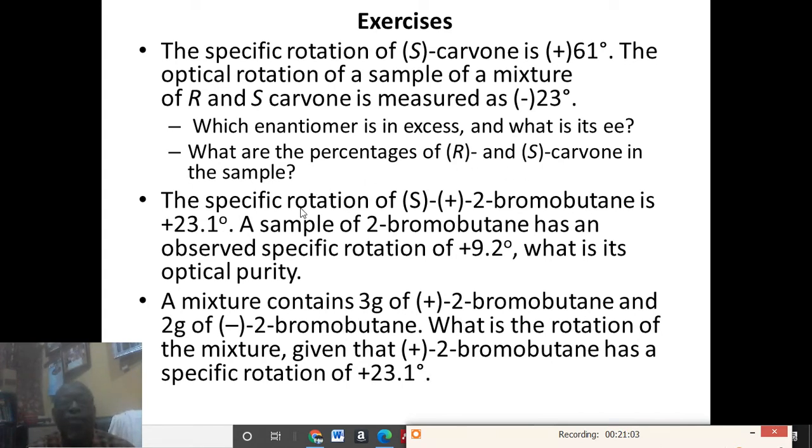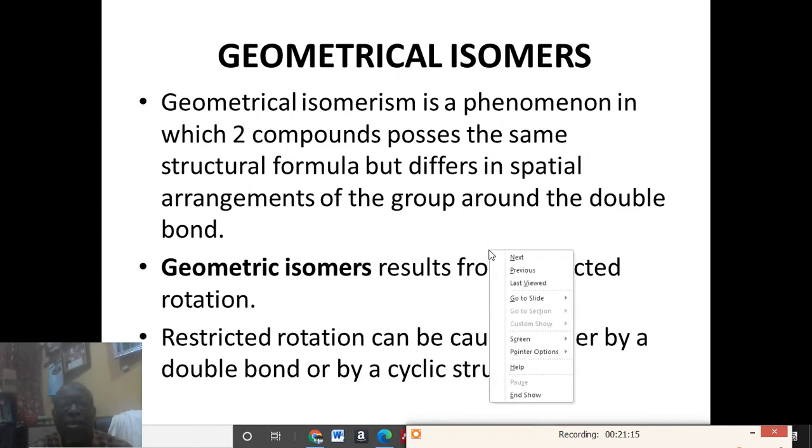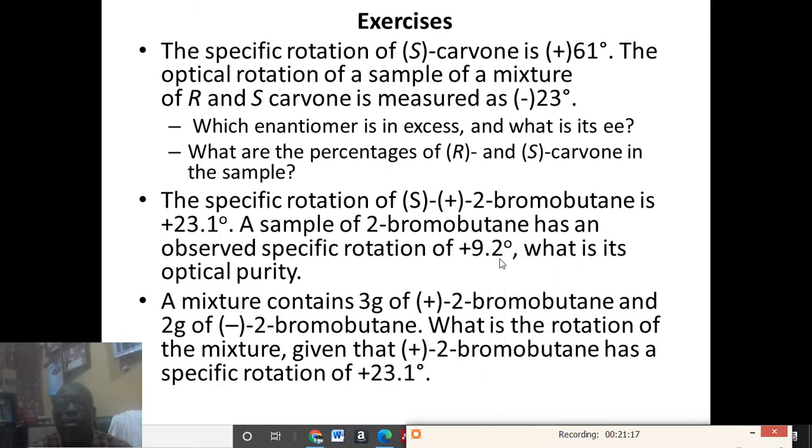2. The specific rotation of S plus 2-bromobutane is plus 23.1 degrees. A sample of 2-bromobutane has an observed specific rotation of plus 9.2 degrees. What is its optical purity?